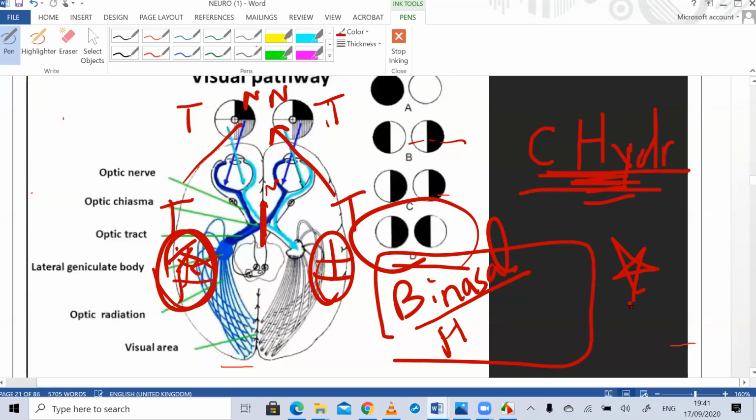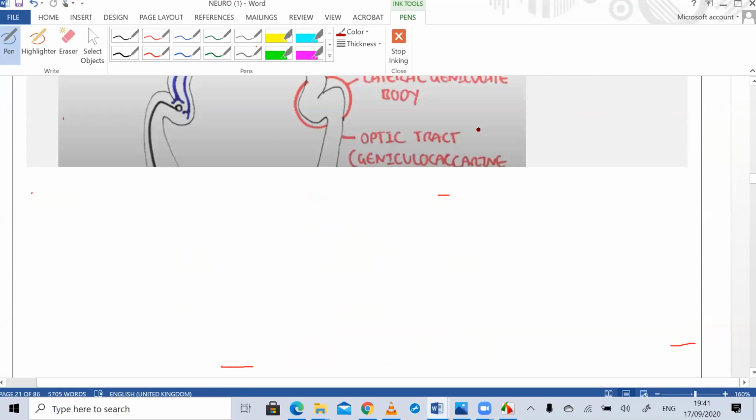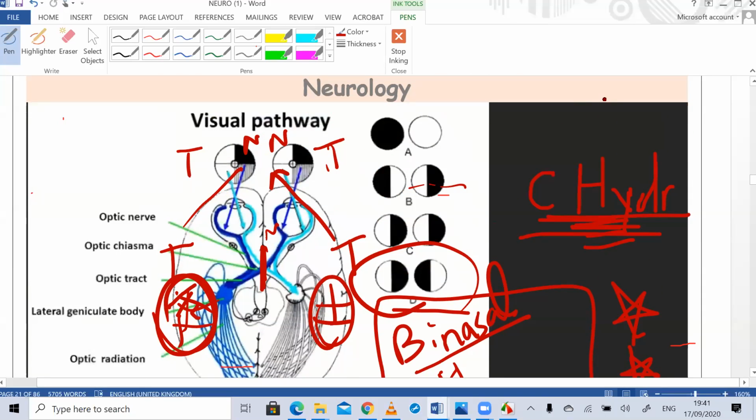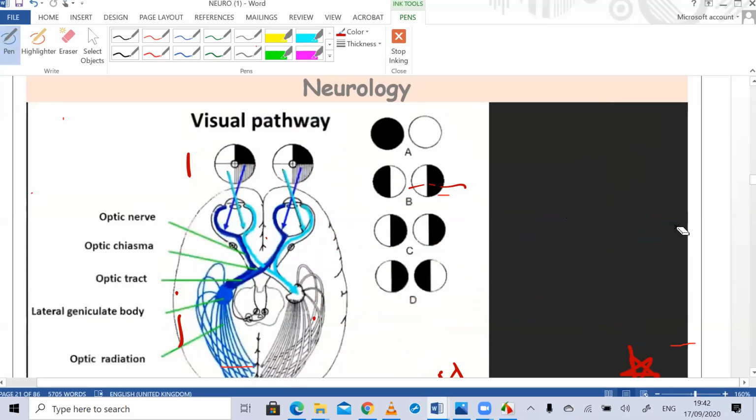Very, very smart and high yield information. Okay, doctor? This is the visual field defects. I hope that I got it clear. I hope that you understand it, not memorize it. I hope that you understand everything. Whenever it comes to you in the exam, you will solve it because it's very high yield in the exam.